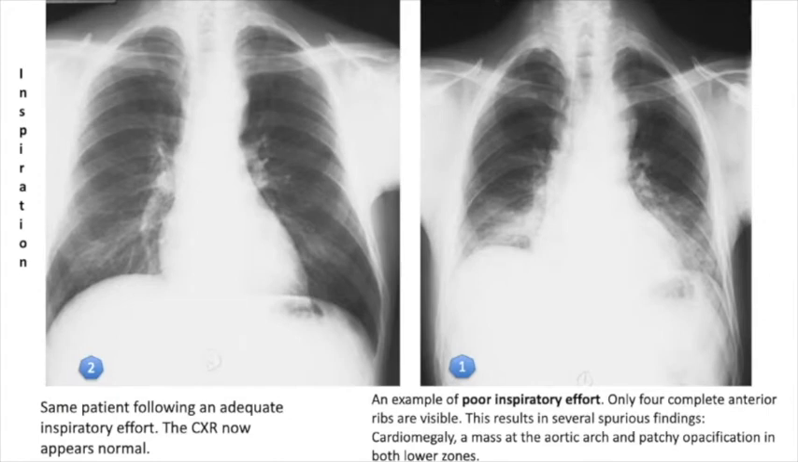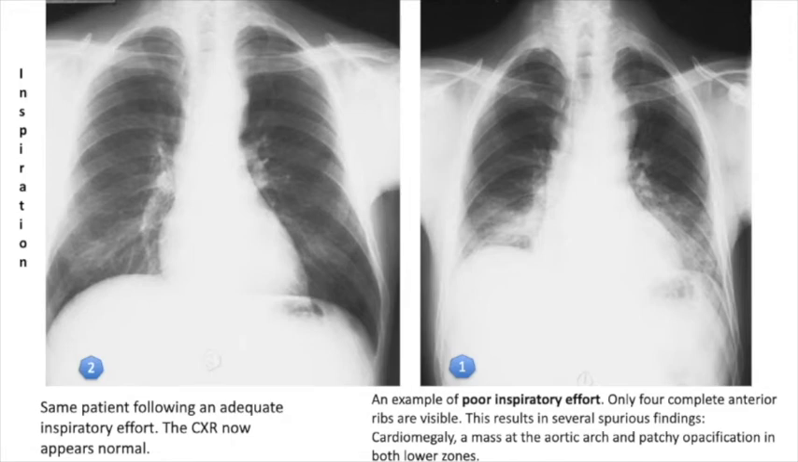So we have these two X-rays from the same patient. X-ray number 1 is an example of poor inspiratory effort. You can see that only 4 complete anterior ribs are visible. This results in several spurious findings like cardiomegaly, which means the heart is enlarged, a mass in the aortic arch, and patchy opacifications in both lower zones, or both lower lungs.